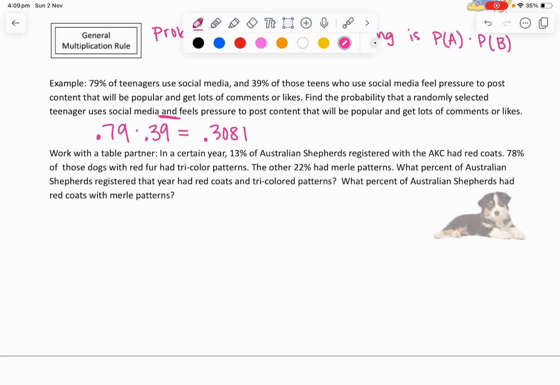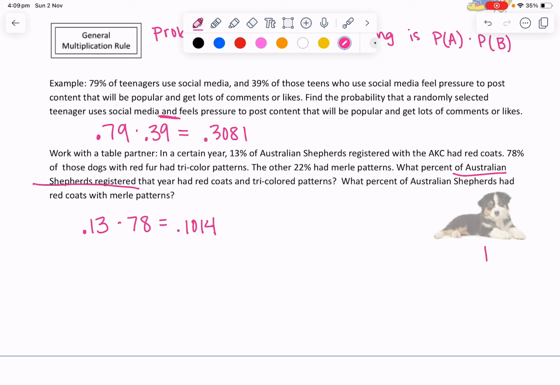Okay, so now that you've worked on it with your partner and you played the video, what percent of Australian Shepherds registered that year had red coats and tri-patterns? Well, we see 13% of them have red coats. And then, let's see. Oh, the tricolored patterns. There we go. 0.78. Multiply them and we get 0.1014. So that's the percent of all Australian Shepherds who had that combination.